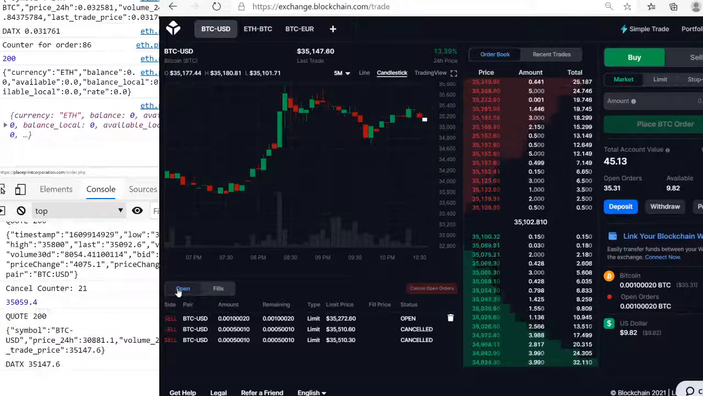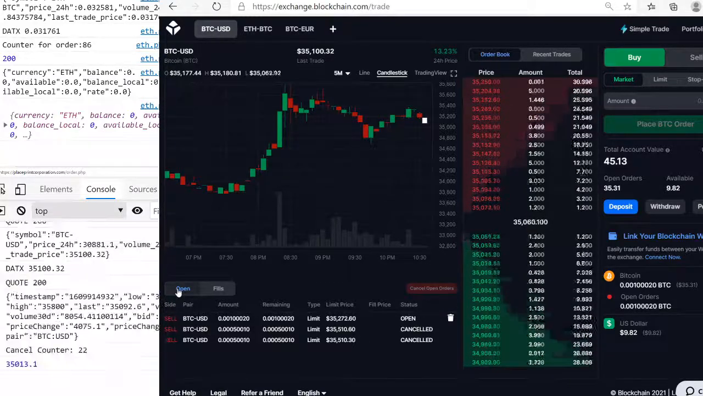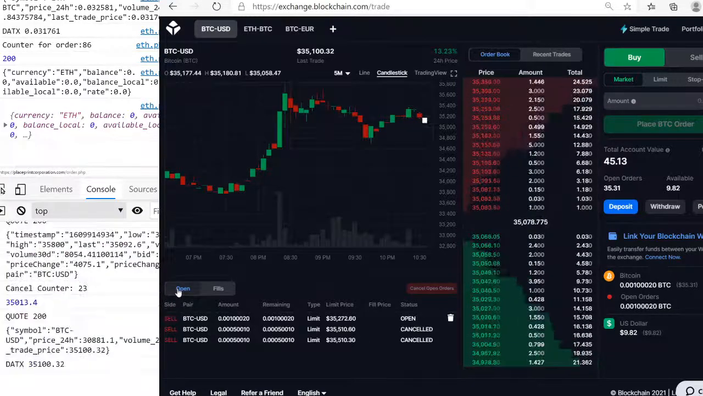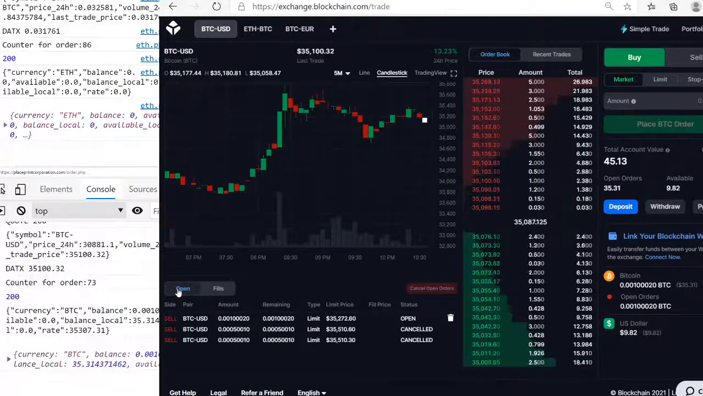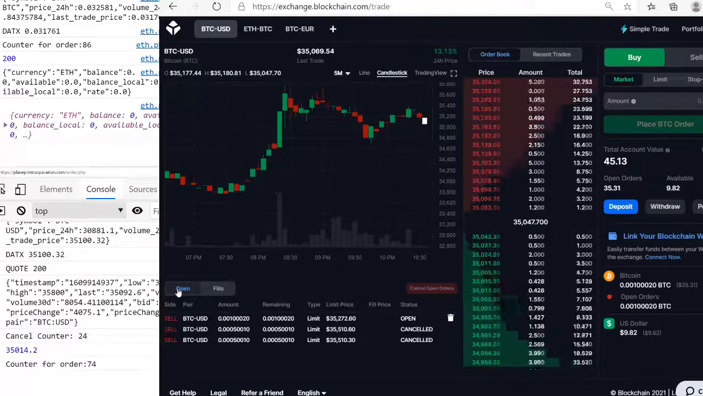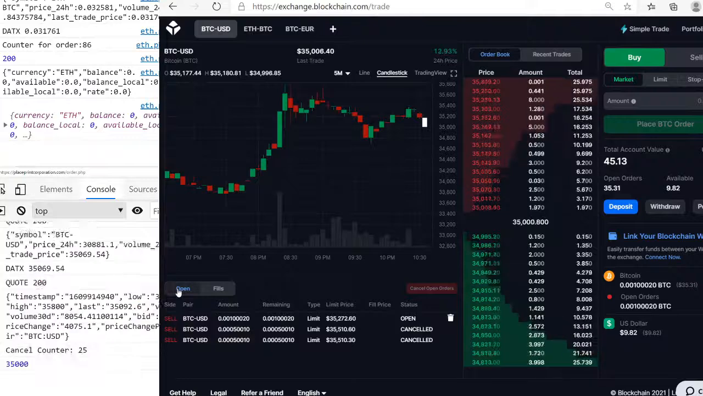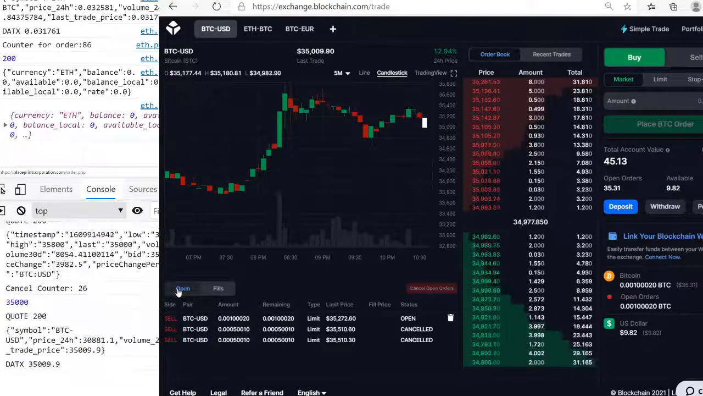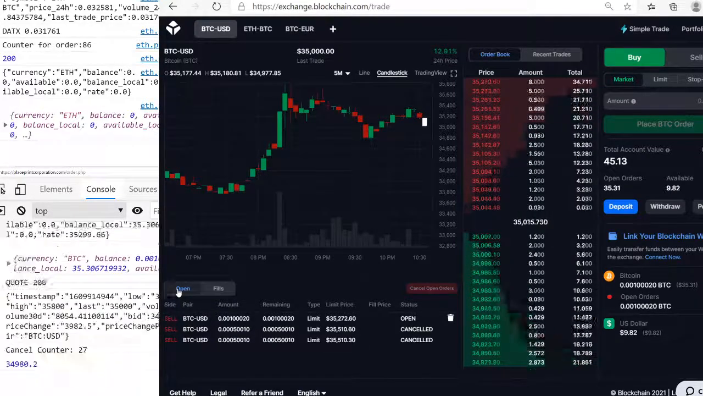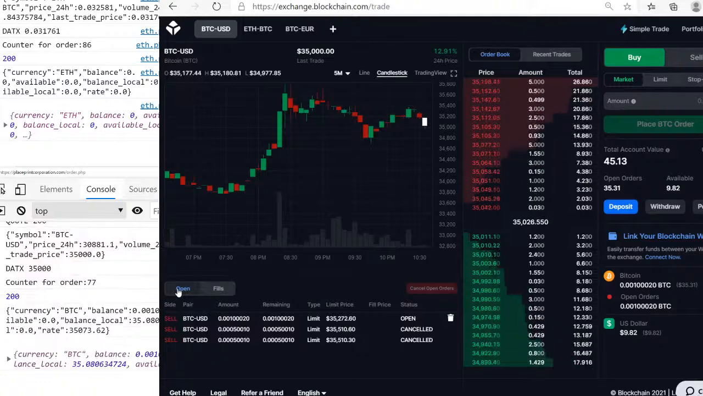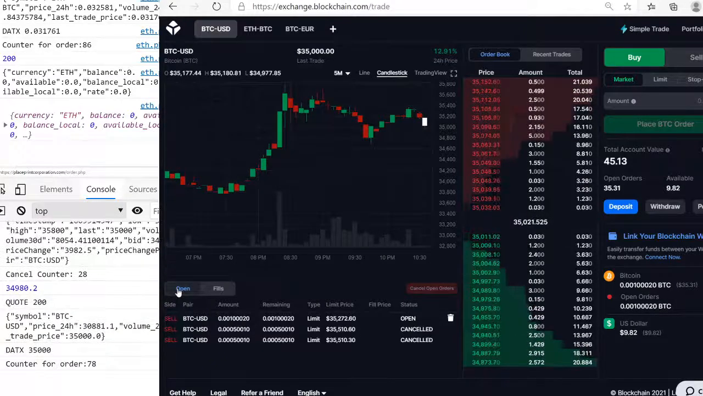35,112. 35,100 bid. 35,056 bid. 35,066 bid. They're offering now 35,000 at 40. They're bringing them down. 34,000 is the bid. 986. 34,986. They push them back right above 35,000.